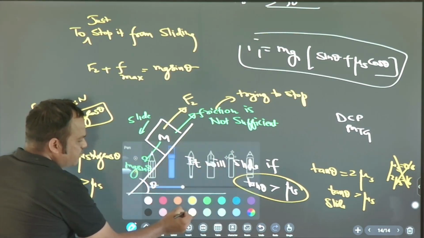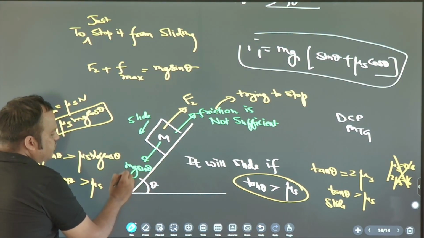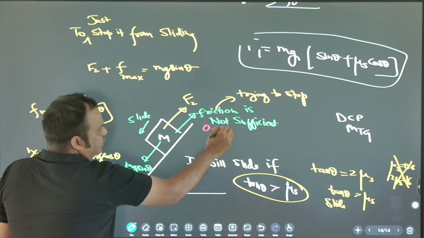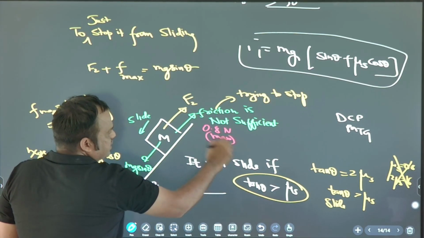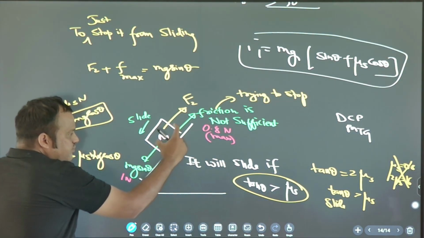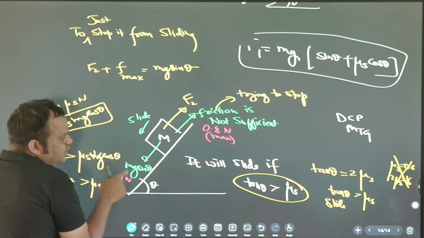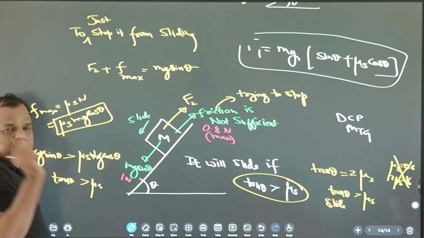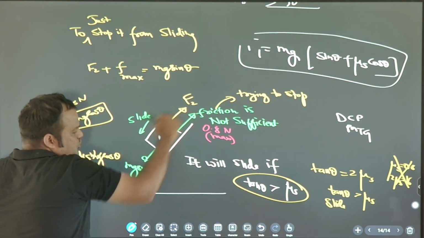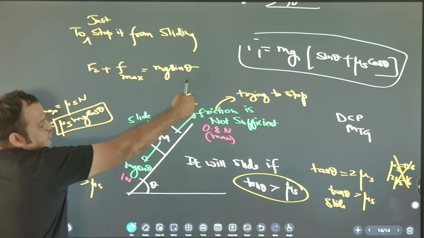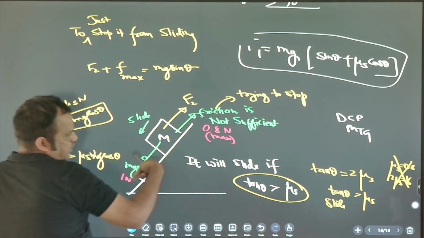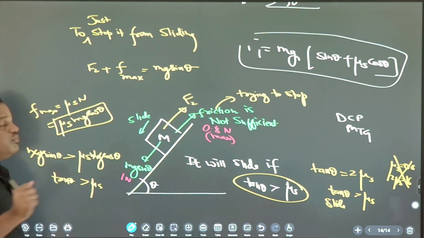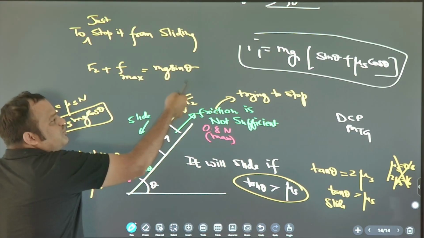Suppose this is 1 Newton, then maybe the maximum friction is 0.8 Newton. That's why it is sliding, because 1 Newton is greater than 0.8 Newton. So what extra force is needed to stop it? Suppose 1 Newton is here and 0.8 Newton here. How much extra is needed to stop it? 0.2. Very good. So that is F2.